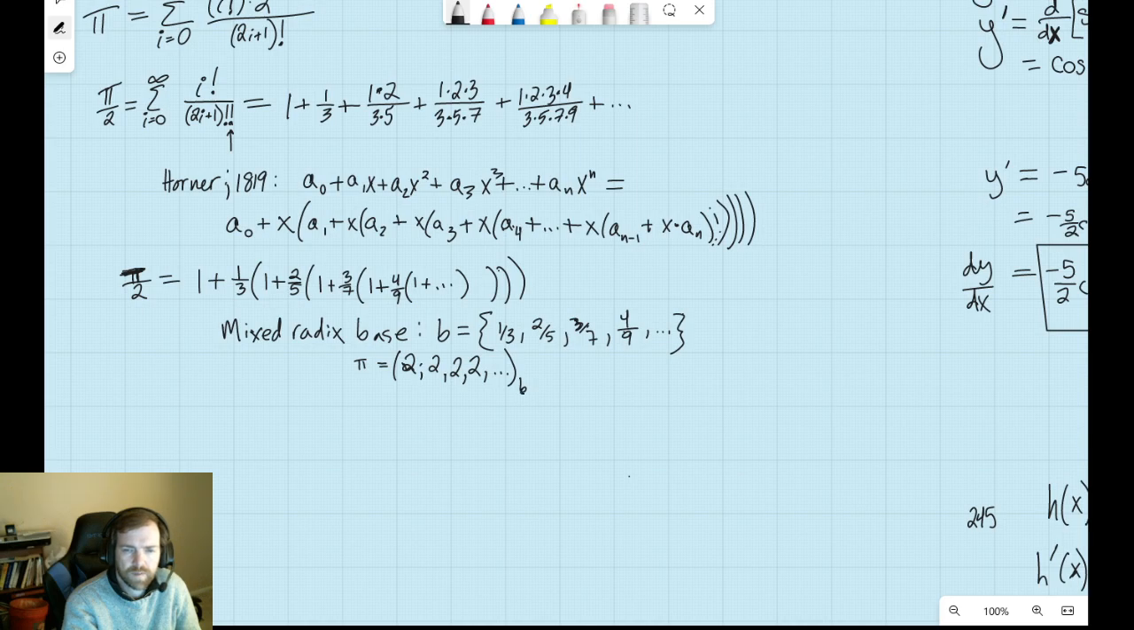With the base B being its individual parts, this is going to have a representation in the Horner, in the matrix part, as just all 2's. This is going to be a little weird, so don't worry too much about it.